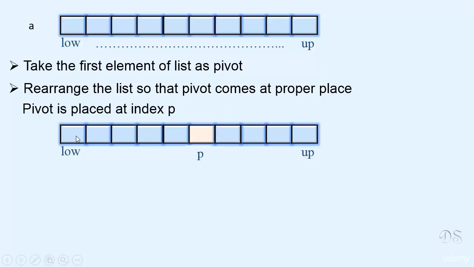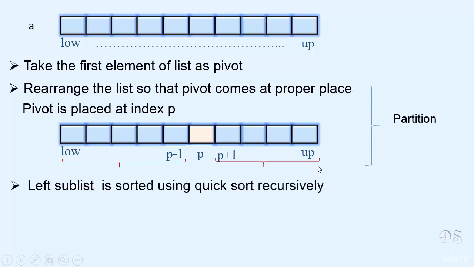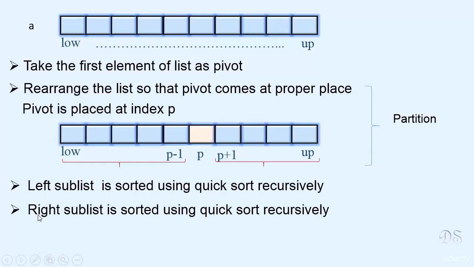And all the elements to the left of pivot are less than or equal to the pivot, and all the elements to the right of pivot are greater than or equal to the pivot. And now this is divided into two sublists. For this left sublist, the lower bound is low and upper bound will be P minus 1. And for this right sublist, lower bound will be P plus 1 and upper bound is up only. This process of placing the pivot at proper position is called the partitioning process and we'll discuss it afterwards. Now these two sublists are sorted recursively. First, this left sublist is sorted using quicksort recursively and then right sublist is sorted using quicksort recursively.